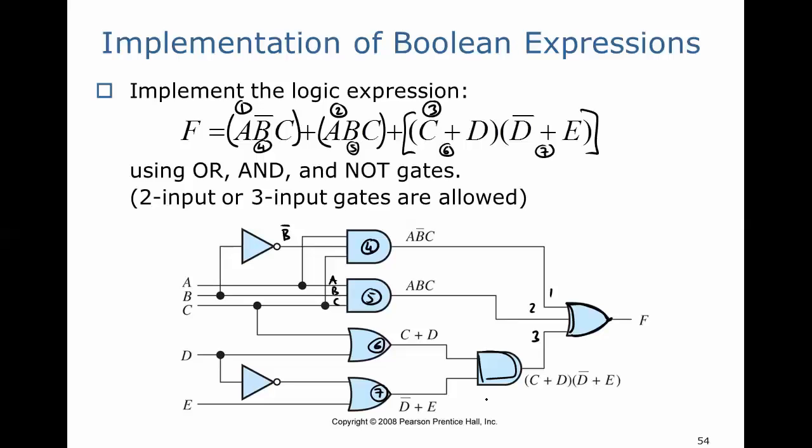And then the inputs for our 2 ORs are going to be C and D, and then D not and E. And here we have an inversion of D to get D not. So it's pretty straightforward. You start from the outside, the most outer operations, and move to the inside.